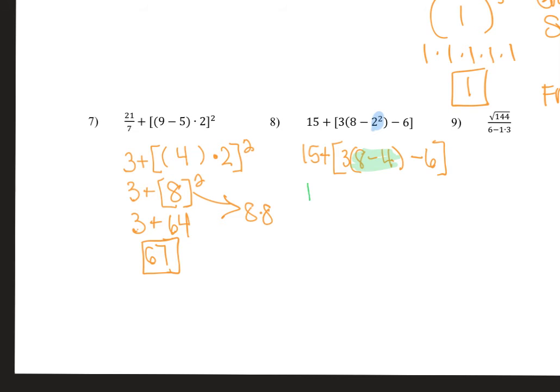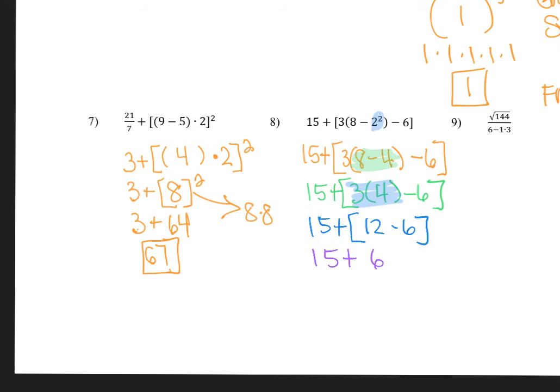So when I do that, I get 15 plus 3 times 4 minus 6, close my bracket. Now I have to take care of that multiplication before the subtraction. So I get 15 plus 12 minus 6, close those brackets. And I get 15 plus 6, because 12 minus 6 is 6. And then I can add, and I get 21.